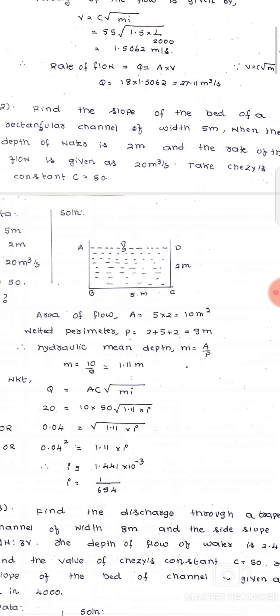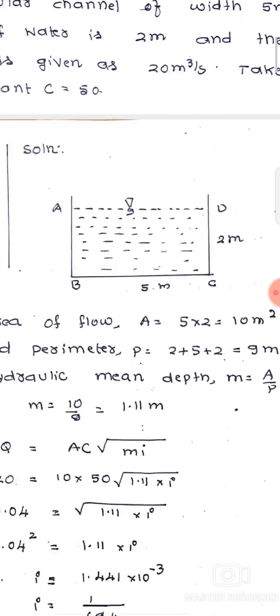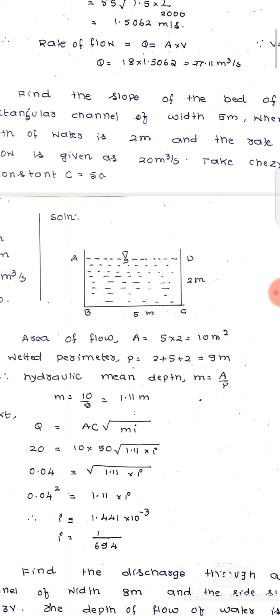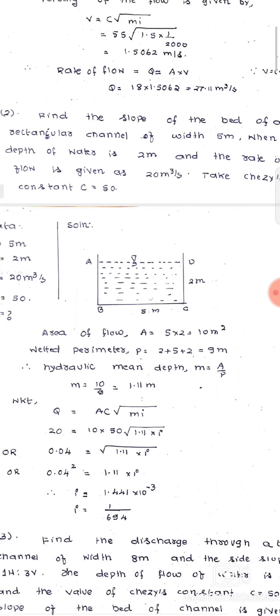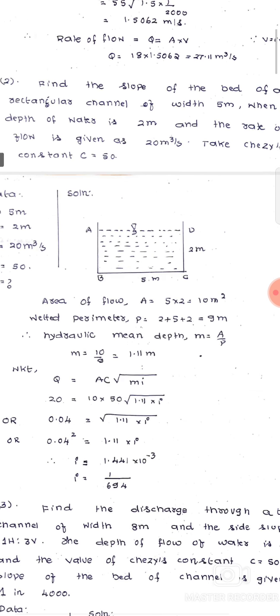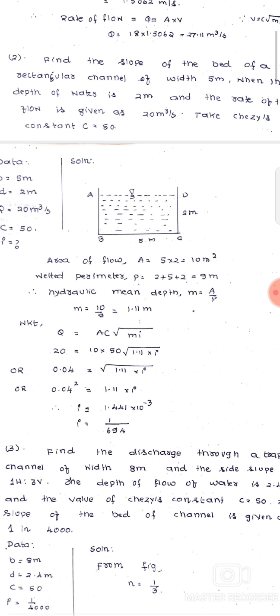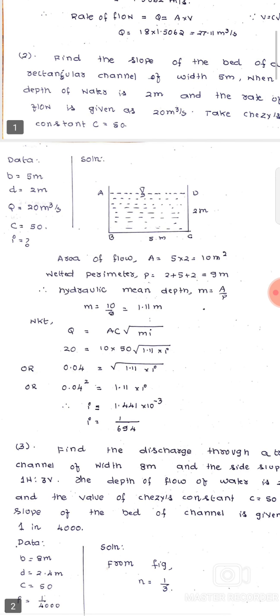So now it is the same rectangular channel with the width 5 meter and the depth 2 meter. So area is B into D, 5 into 2, 10 meter square, and the wetted perimeter is AB plus BC plus CD, that is 2 plus 5 plus 2, that is 9 meter. Then hydraulic mean depth M is equal to A by P, that is 10 by 9, is 1.11 meters.